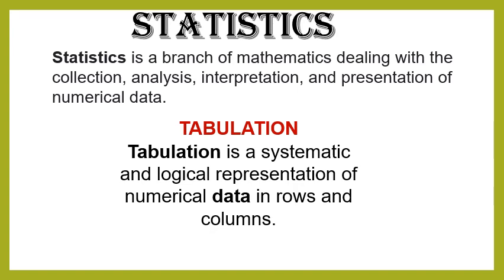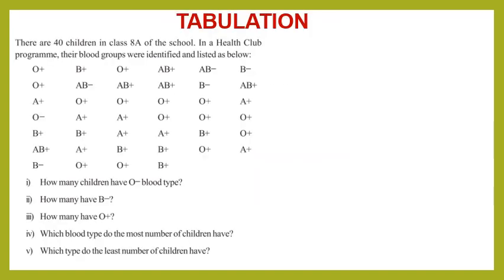Tabulation is a systematic and logical representation of numerical data in rows and columns. Let us see one example. See this question. There are 40 children in class 8A of the school. In a health club program, their blood groups were identified and listed as below. Here you can see O positive, A positive, O negative, B positive, AB positive, B negative and AB negative groups. See the first question. How many children have O negative blood type? So we have to answer these questions from the given data.